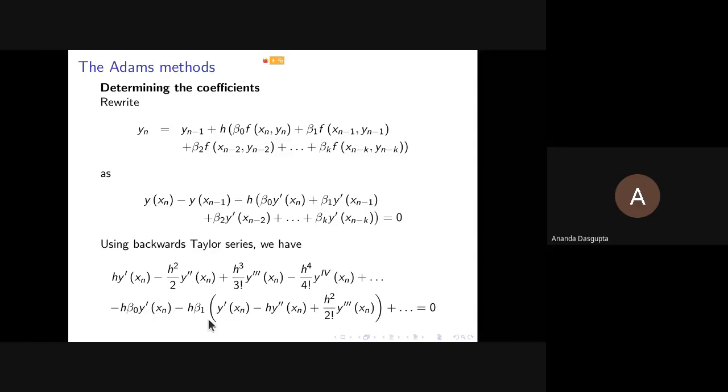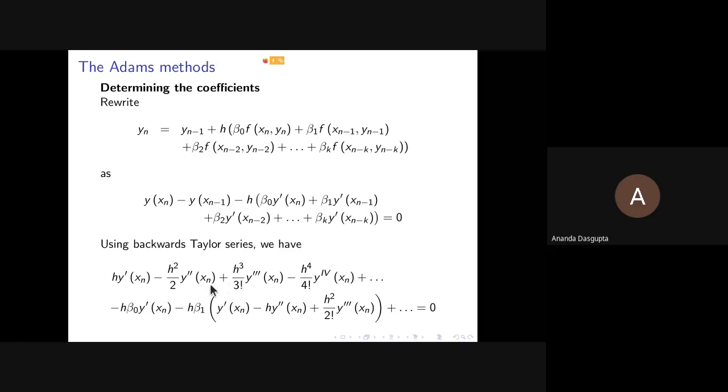actually pretty straightforward. All you do is use y(xn minus 1) in terms of y(xn), something called the backward Taylor series. That is, the forward Taylor series is actually how you go from y(xn) to y(xn plus 1). Here you are going back. And so the point is you are writing everything here, y at xn minus 1, y prime at xn minus 1, y prime at xn minus 2, in terms of y at xn, and use Taylor series backwards.